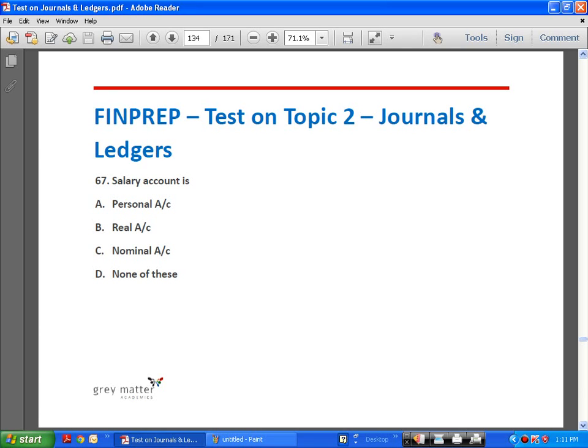Salary account is a nominal account. Salary is an expense, and hence all expenses and incomes are nominal accounts. So answer is C. Next, salary payable to Shyam. We saw that salary is an expense, but salary payable is a liability, right? And salary payable to Shyam account shows how much money is payable to Shyam, and hence it is a representative personal account.